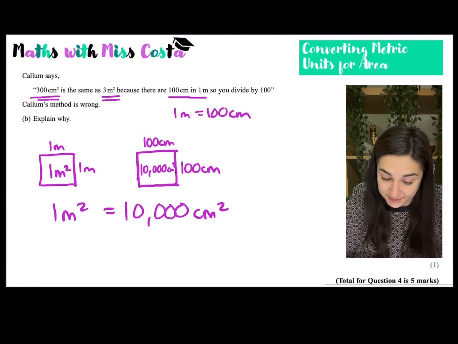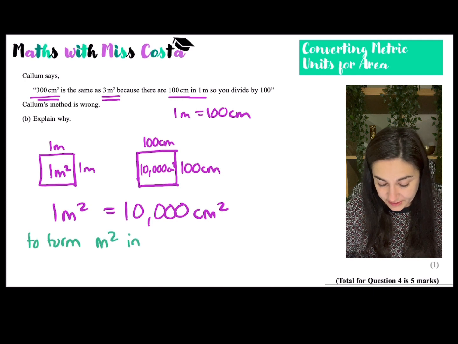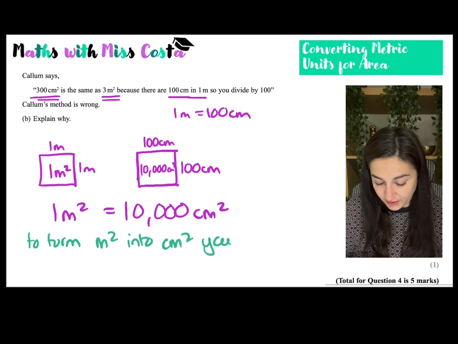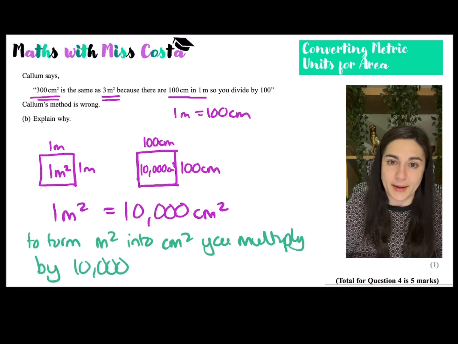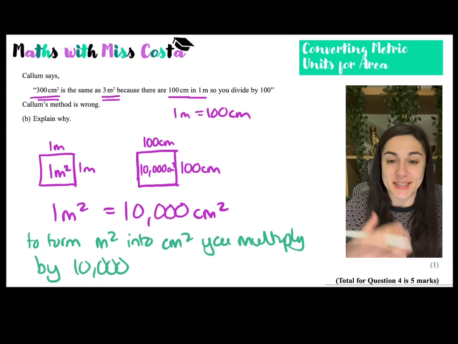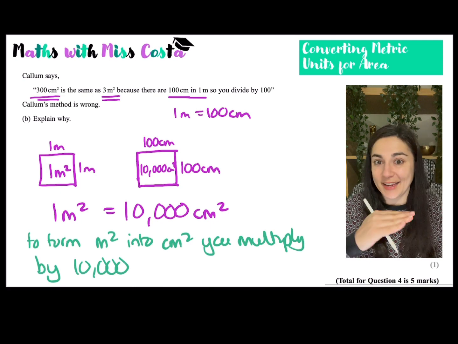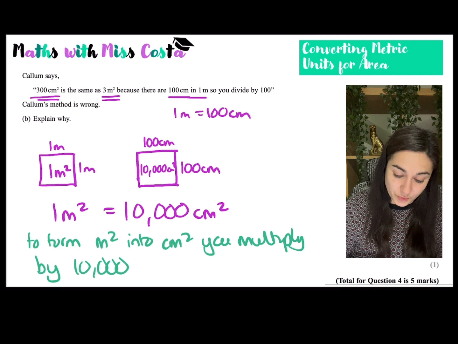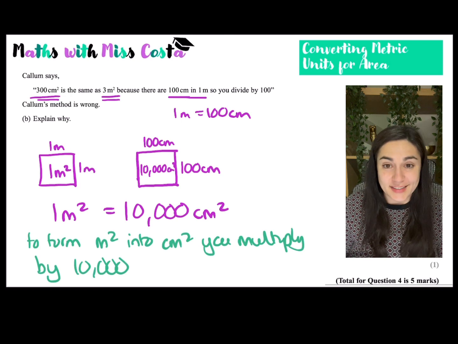So I would have to say that Callum's method is wrong, because 1 meter squared is 10,000 centimeters squared. To turn meters squared into centimeters squared, you multiply by 10,000, or by 100 and 100 again, because it's an area, so it's 2 dimensions you're multiplying, not just one. For linear things, like the length of something, you would just divide by 100. But for an area, you have to divide by 10,000. So there.